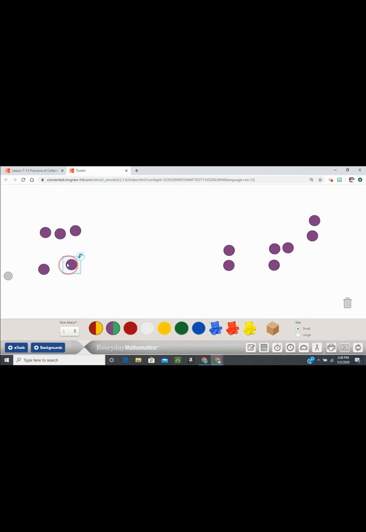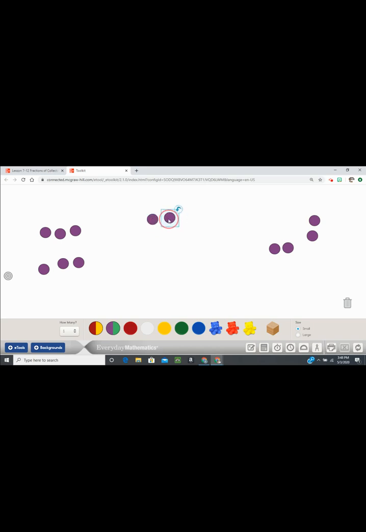Let's add 4 more. Now our total is 8. So my whole would be 8. So this pile here shows me my whole now. I have a new whole. If I would move one of those over, I would have 1 of the 8, or 1/8.